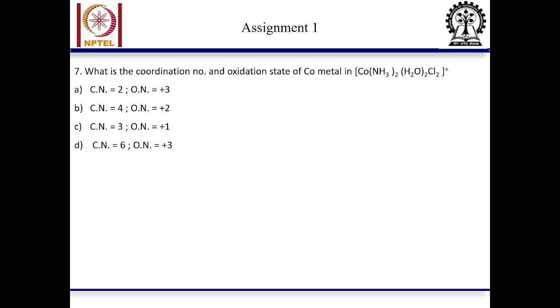Coordination number is simply how many donor sites it has bound through. So we have two nitrogen atoms, two oxygen donors and two chlorine donors. So the coordination number is basically 6. This is called secondary valency.